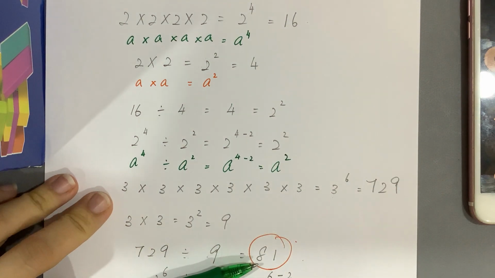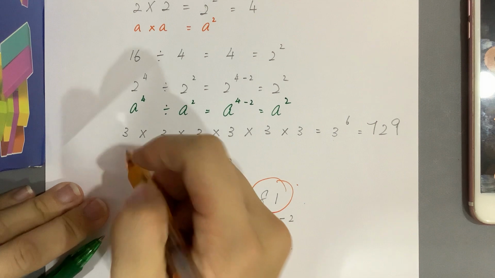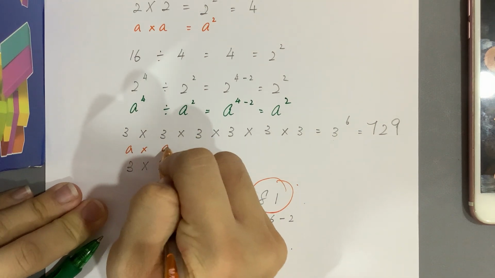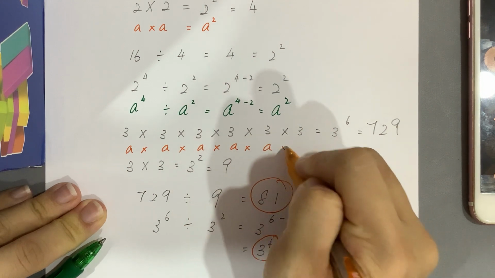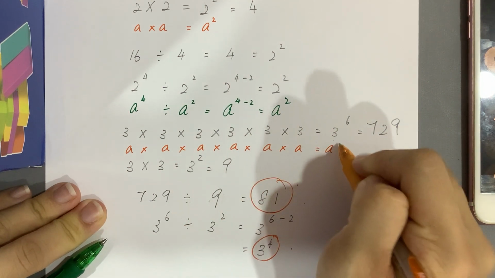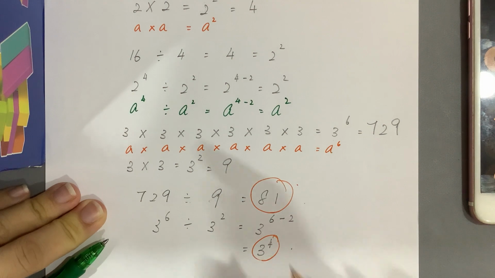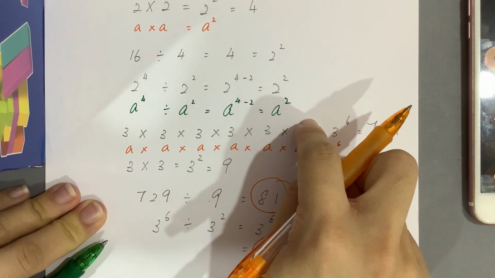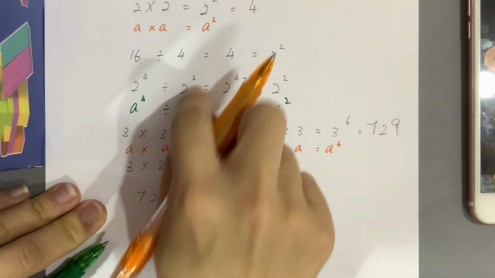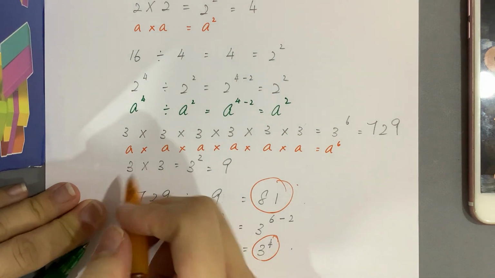Okay, next, a times a times a times a times a times a equals a to the power of 6. So this a can be anything. In this case, this a is 3. In this case, a is 2.